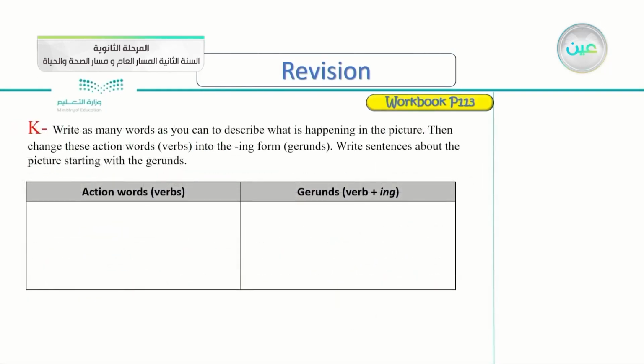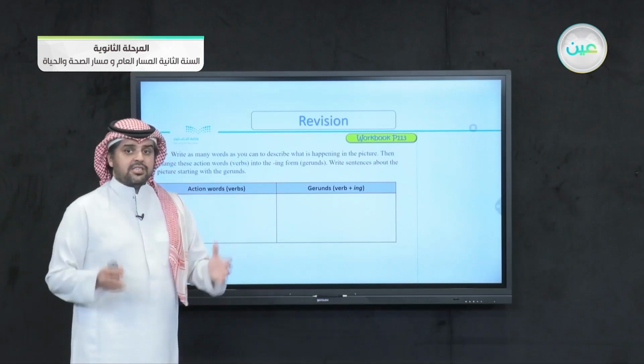Continuing with exercise K here on page 113, write as many words as you can to describe what is happening in the picture. So if you open your book, page 113, you can see the picture. Write as many words as you can to describe what is happening in this picture. Then change these action words, meaning the verbs, into the ing form, gerunds. Write sentences about the picture starting with a gerund. So what about the action words here, the verbs? Look at the picture and try to get as many verbs, action words as you can.